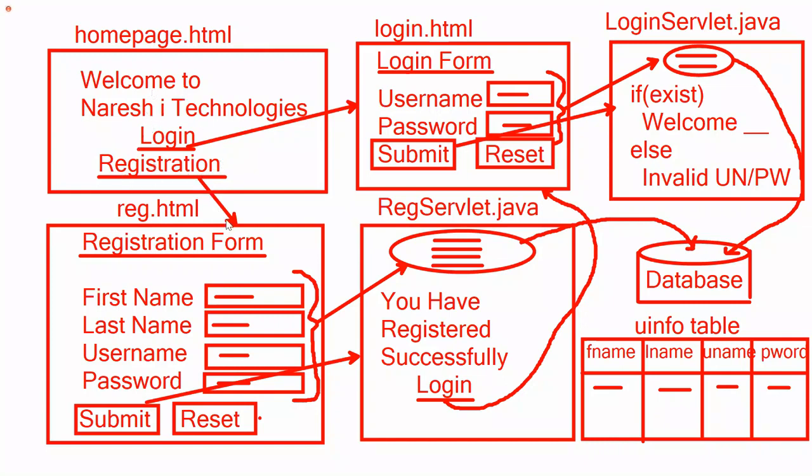Suppose you are a new user, you will click on registration. Then another HTML, reg.html. In that registration form: first name, last name, username, password. Not only these 4, n number of fields you can add. First name, last name, address, mobile number, mail ID, your qualification details, whatever you want. All personal details, all hobbies, whatever you want, you can add n number of fields. At last, submit button, reset button. When you click on the submit button, the servlet program executes, the registration servlet.java program.